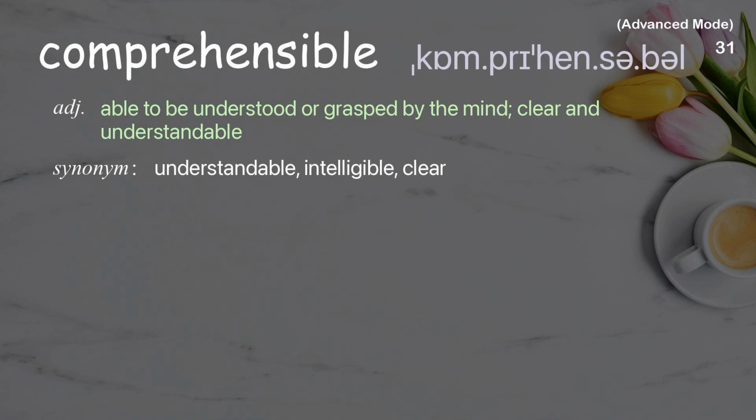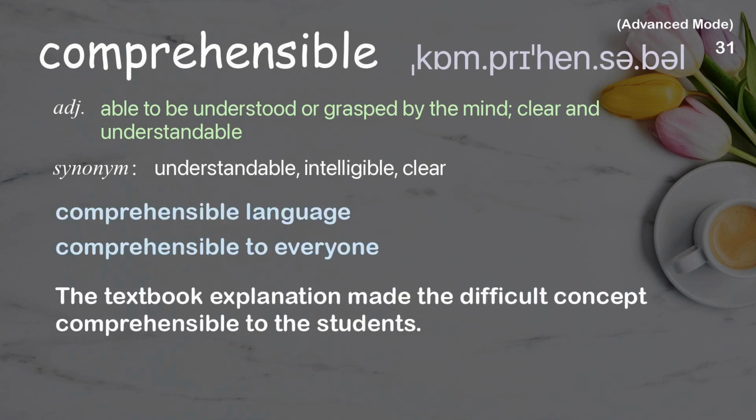Comprehensible. Able to be understood or grasped by the mind, clear and understandable. Examples: Comprehensible language. Comprehensible to everyone. The textbook explanation made the difficult concept comprehensible to the students.